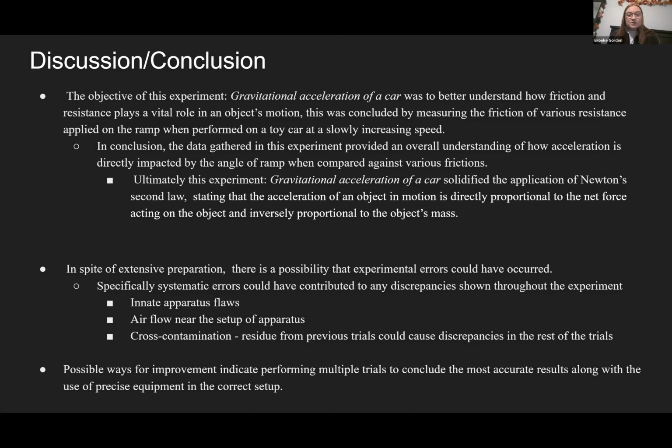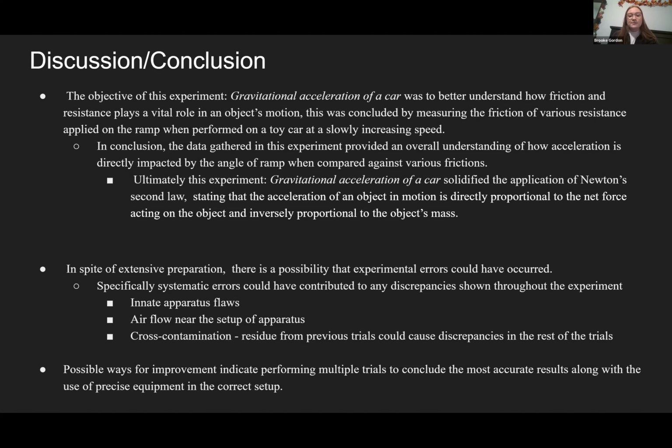As you can see, the percent error showed that with the oiled and the dirt cardboard, the more friction added, the more percent error there was, which is to be expected when your theoretical is calculated based off a frictionless slope. So that showed relative accurateness for our experiment and concluded that our hypothesis was overall correct. The objective of this experiment was to better understand how friction and resistance play a vital role in an object's motion, which, as we discussed, it did.